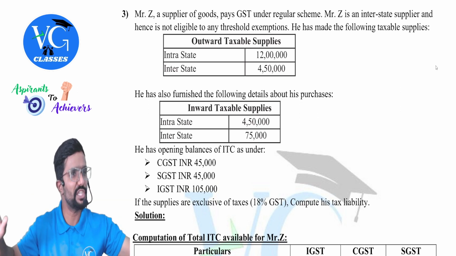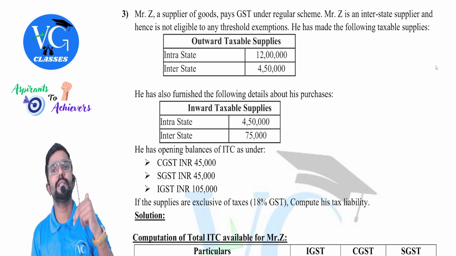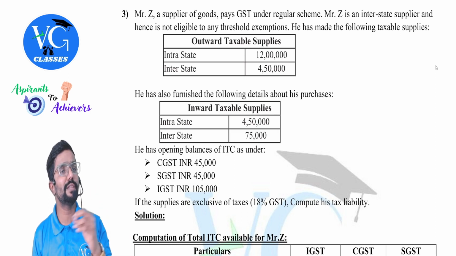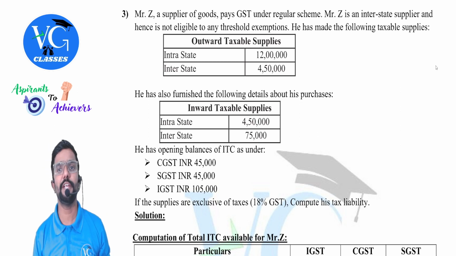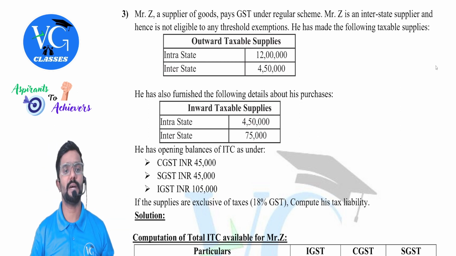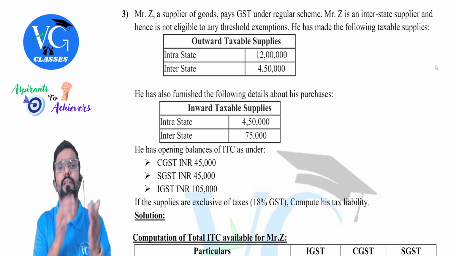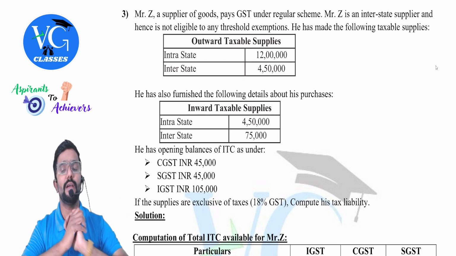Simply, he is registered. Why? Because if you supply goods outside the state, section 24 makes registration mandatory, which we are yet to cover. Sections 22 to 30 talk about registration, which we will learn in the next chapter. In simple terms, let us understand that Mr. Z is registered.